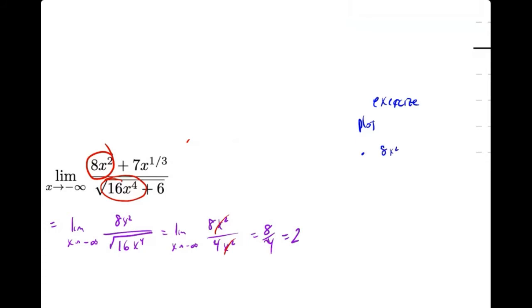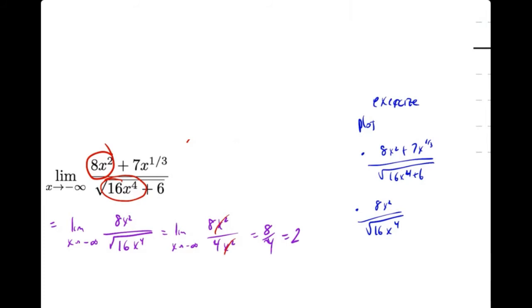Let's plot on one hand, 8x squared plus 7x to the 1/3 over the square root of 16x squared plus 6. And on the other hand, let's plot 8x squared over the square root of 16x to the, oh, that's the fourth, x to the fourth. So I think, is your question about the comparison of the plot of those two functions? Okay, let's plot them both.